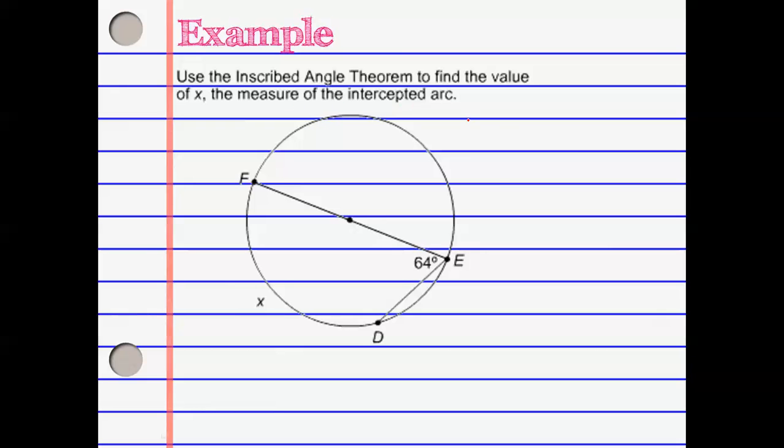Here it says use the inscribed angle theorem to find the value of x, the measure of the intercepted arc. So here we're given the inscribed angle, and we want to find FD, the intercepted arc right here. So since we're given the inscribed angle, we know that the inscribed angle is half of the intercepted arc. So now we want to actually double 64. We want to take 64 and multiply it by 2, and that would give us 128 degrees. So the intercepted arc FD is going to equal 128 degrees.